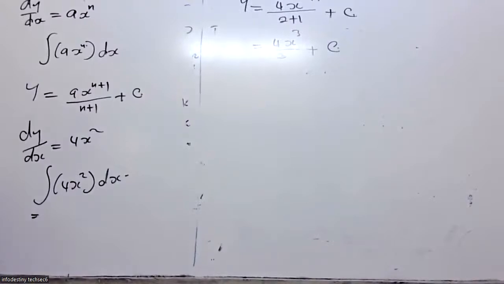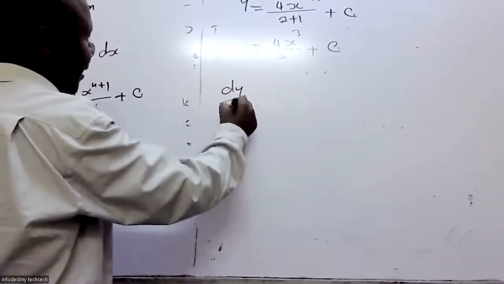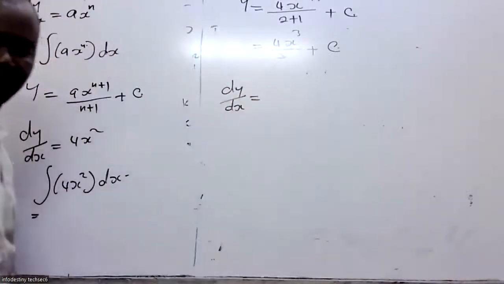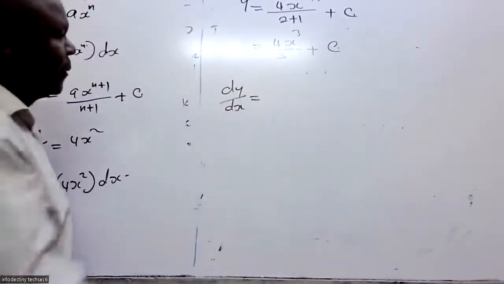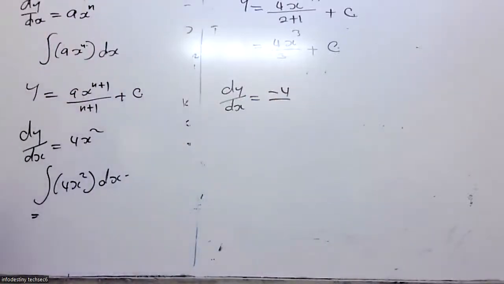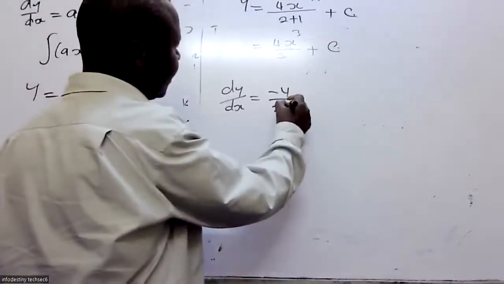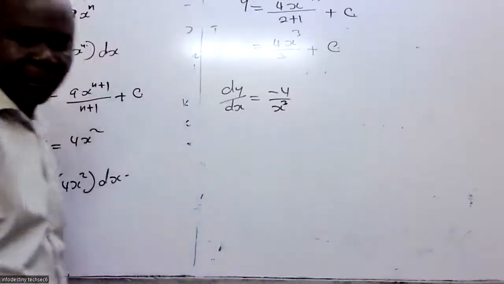Okay, differentiate this one. dy over dx equals -4 over x. Differentiate that.